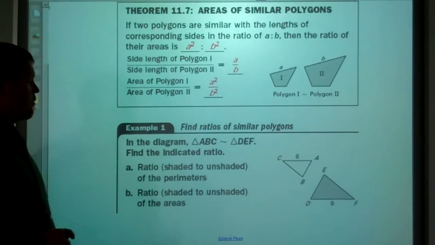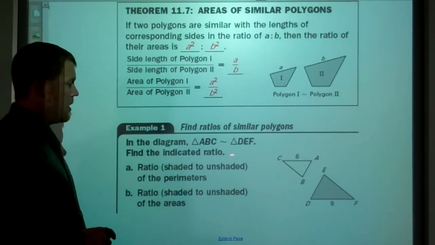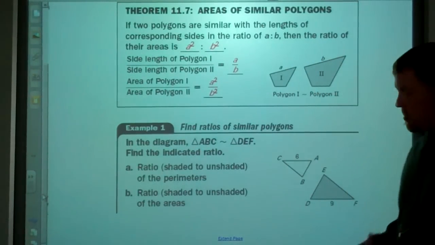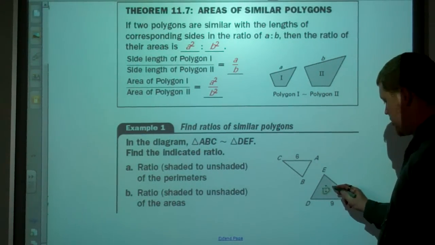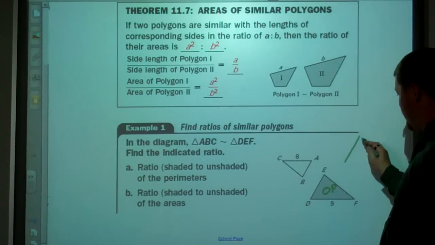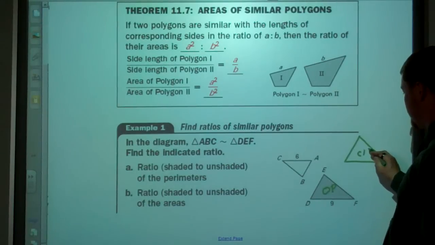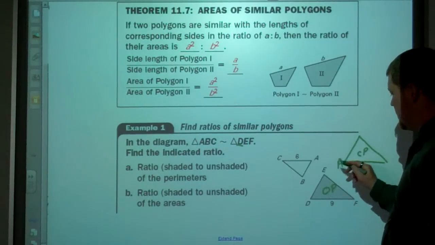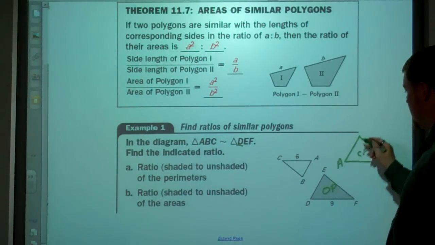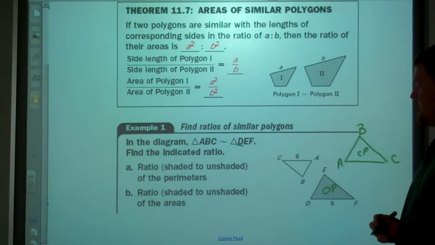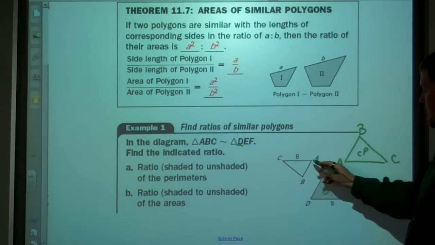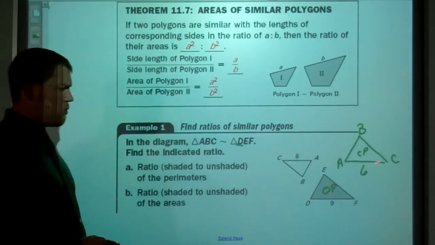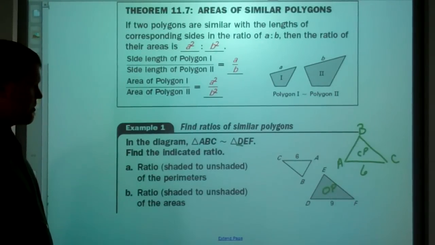First one here, we're told that triangle ABC is similar to triangle DEF. So the first thing we want to do is put them in corresponding position. If we use this as our original position triangle, that means I've got to have one that looks like that in corresponding position. Point D corresponds with A, so lower left. E corresponds with B, and then F corresponds with C. Looking at our triangle here, AC is 6. Now we know which sides correspond with which sides. Segment AC corresponds with segment DF.